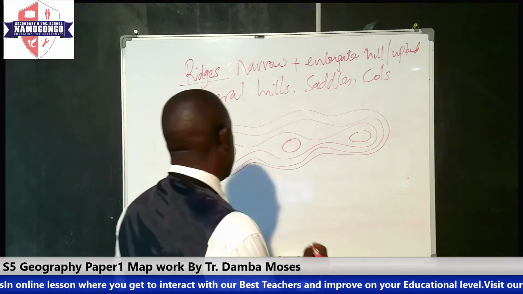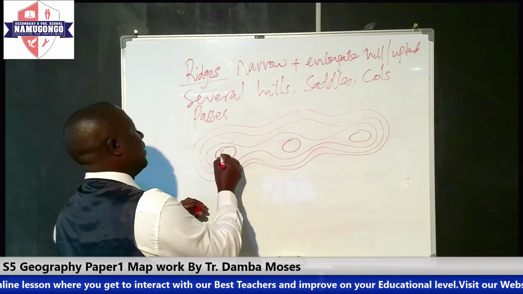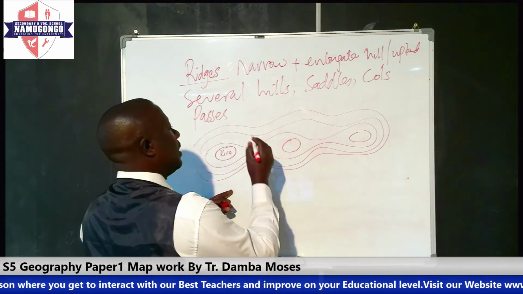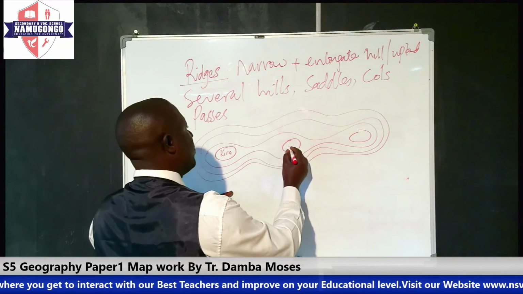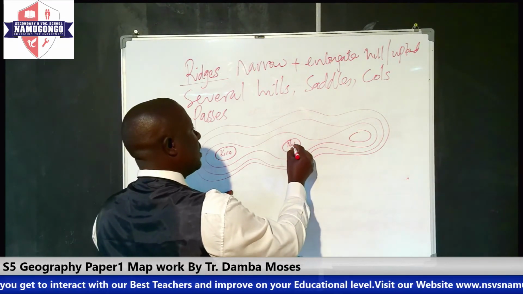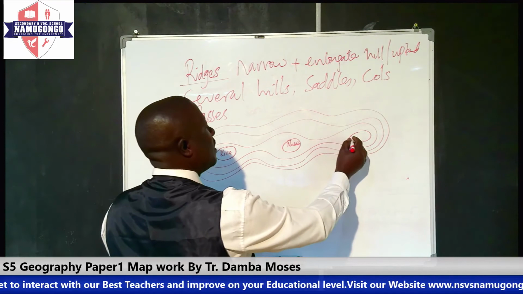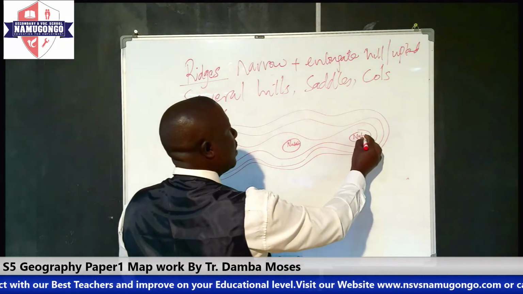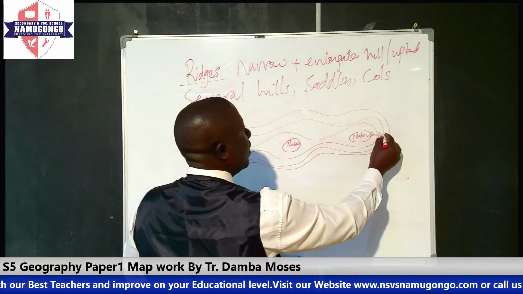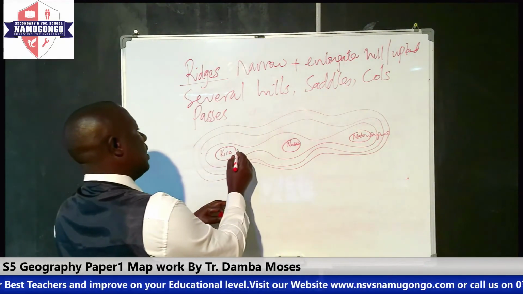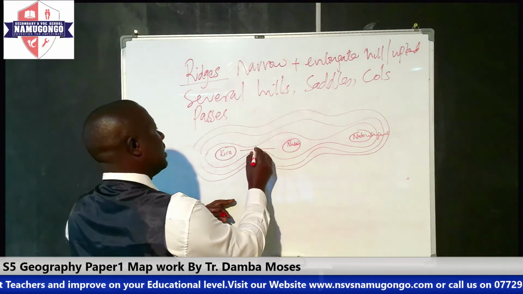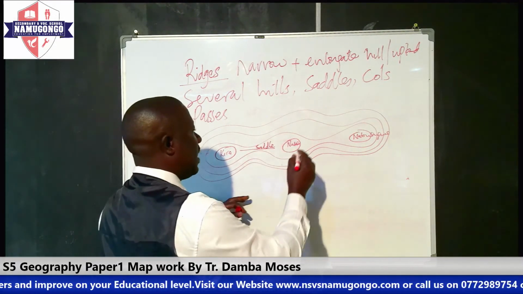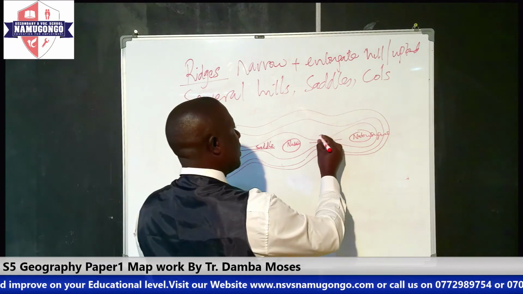Okay? So now this one could be Chira hill. Then this one could be Nsasa hill. This one could be Nabusugwe hill. So the space here is a saddle. We have a saddle. Okay? We have another saddle here.